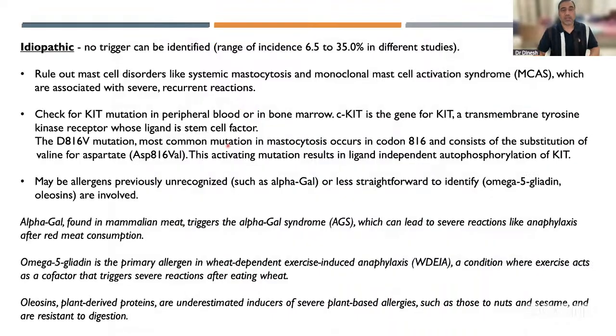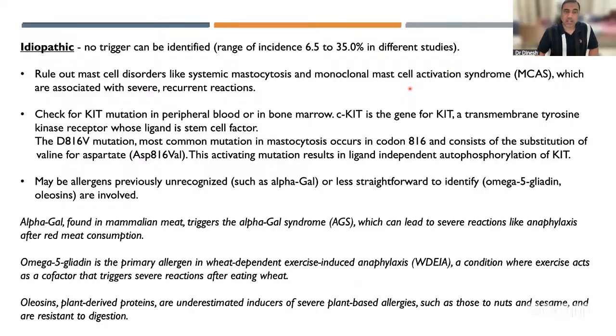So I was saying, besides this immunological and non-immunological type, there is the idiopathic type, wherein no trigger has been identified despite rigorous workup. The range of this idiopathic type has been from 6.5% to 35% according to different studies. One of the reasons may be that they have not identified the cause, and later studies have shown that certain things may be the basis for this idiopathic cause, like systemic mastocytosis or monoclonal mast cell activation syndrome, which are associated with severe recurrent reactions.